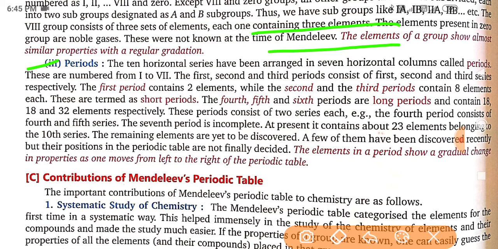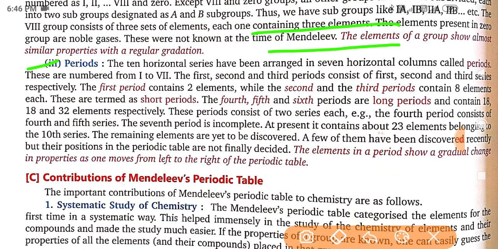These are numbered from 1 to 7. The first, second, and third periods consist of first, second, and third series respectively. The first period contains two elements, while the second and third periods contain 8 elements each. These are termed as short periods.